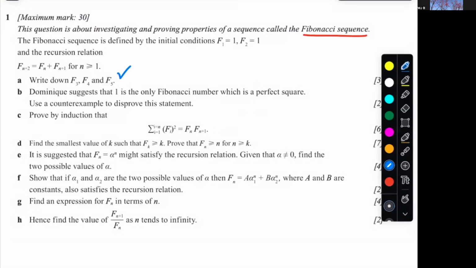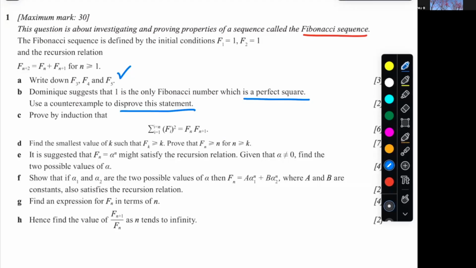Okay, and Dominic suggests 1 is the only Fibonacci number which is a perfect square. Use a counterexample to disprove this statement. Okay, so it's a counterexample problem, right? That means to disprove, you only have to come up with an example to show the claim is incorrect. So what will be another perfect square number in the Fibonacci sequence to counter argue this? I want everyone to try, please, and tell me what you get.